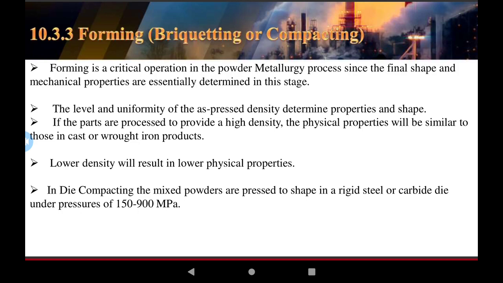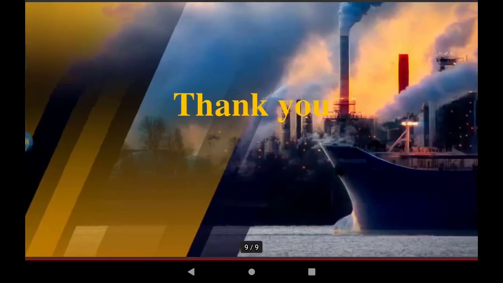lower physical properties. In die compacting, the mixed powder is passed to a die of high-grade steel or carbide, under a pressure of 150 to 900 megapascal, required in this operation for the powder particles to be compacted.